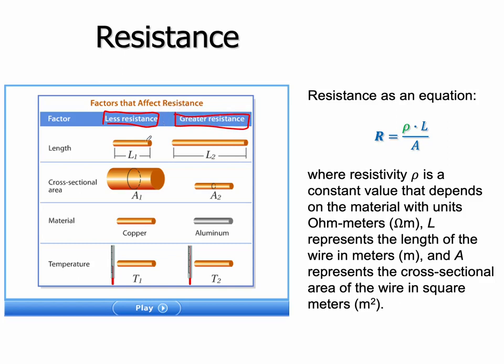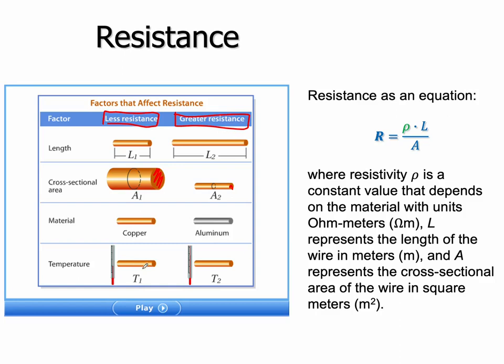If you make the same size wire longer, it has a greater resistance or greater opposition to the flow of charge. If you make the same length have a greater cross-sectional area, its resistance becomes less than the one that has a smaller area. Copper is a better conductor than aluminum, so copper has less resistance given the same size or area and length as aluminum would.